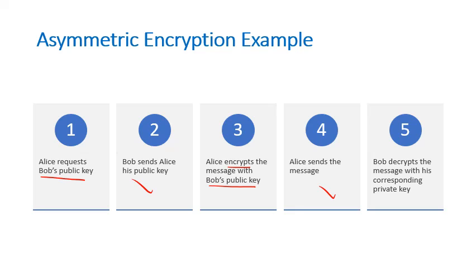When Bob has received the message, he decrypts it with the corresponding private key, his private key. Only Bob knows his private key. So therefore, only Bob can decrypt the message. And that's essentially asymmetric encryption. One key is used to encrypt the message, another key is used to decrypt the message.